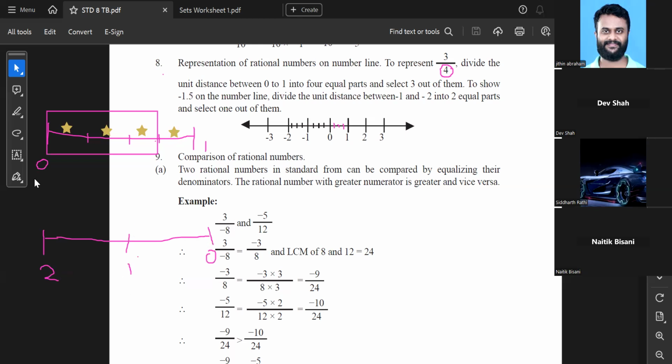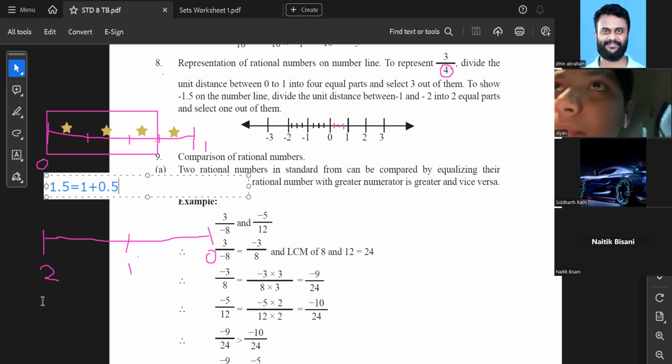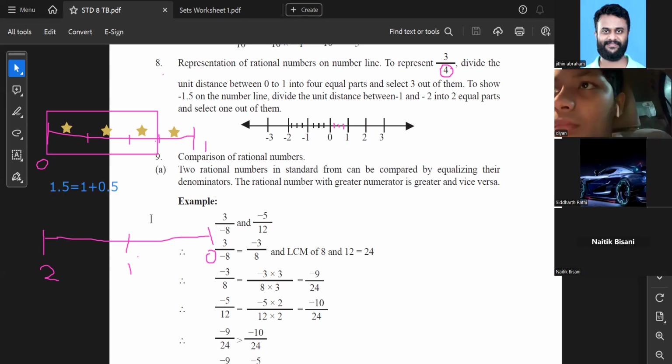0, 1, 2. So what does 1.5 mean? Technically speaking, 1.5 is equal to 1 plus 0.5. So technically it is 1 and an additional 0.5. Or I can say it is 1 plus 0.5, and 0.5 I can say is 1 by 2. 0.5 is also 1 by 2.